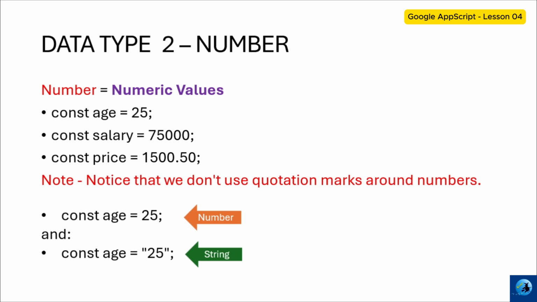This is important. Compare these two examples, right? The age variable, and for the same variable the value within inverted commas. So there it acts as a string, right? The first one is a number and the second one is a string. They may look similar but they are different data types. We'll explore how this affects calculations in future lessons. Right now, I think the second data type is also clear to you.